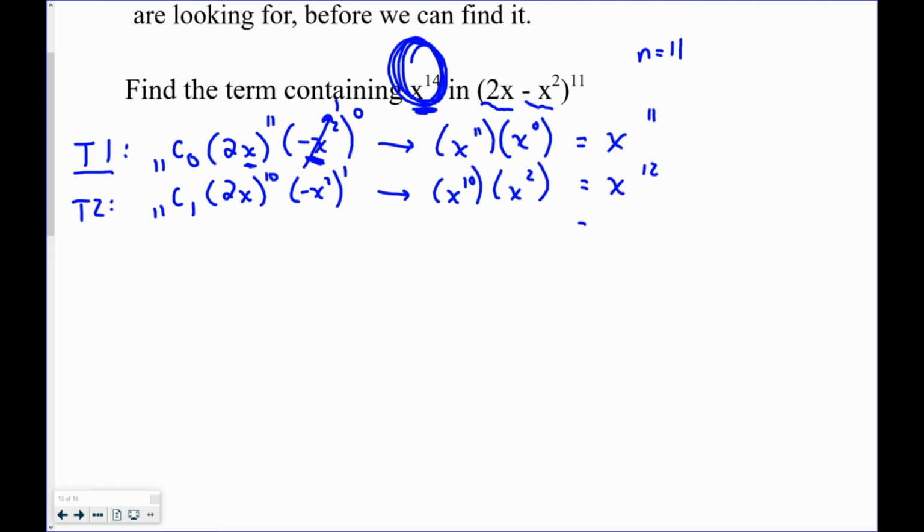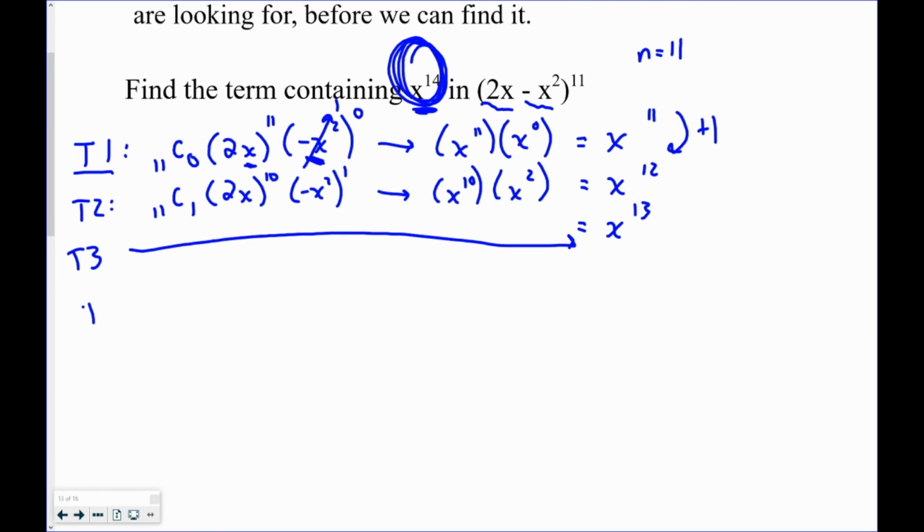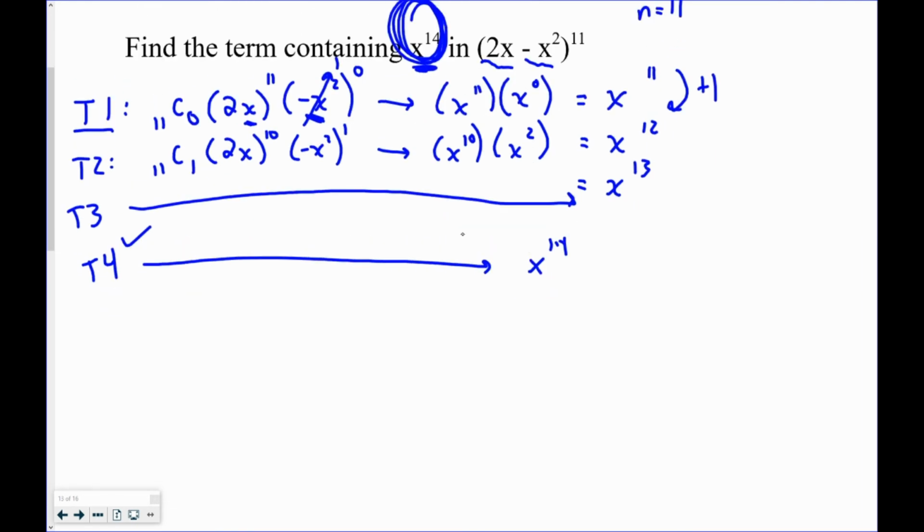Well, guess what? This is the pattern. It goes up by 1 every time. So term 3 would have x to the 13. Term 4 will have x to the 14. That's what they want. So find the term containing x to the 14. I've established it's term 4. Now I can use my formula to actually go calculate it, right?